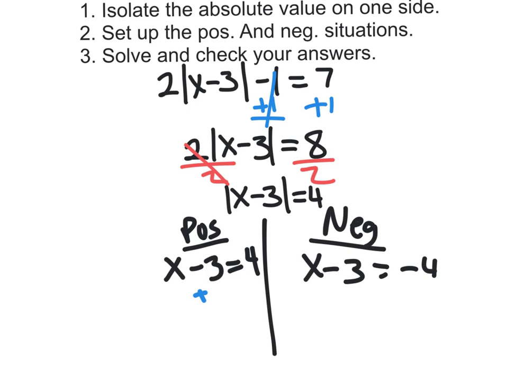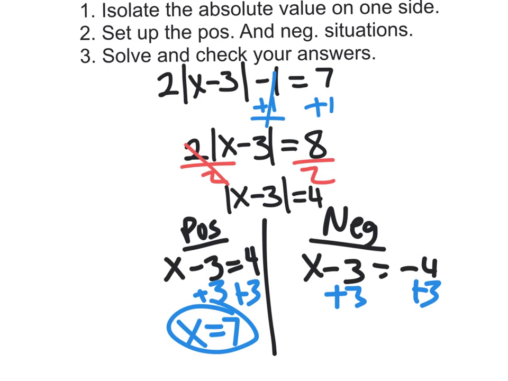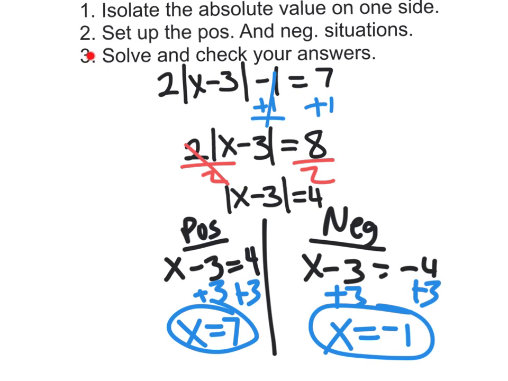On the left side I'm going to go plus 3, x equals 7, that's my answer. On the right side, plus 3, x equals negative 1. That's another answer. So both answers we've solved. That was step 3, actually, we just solved. We need to check. How do you check? Just simply plug in 7 back into here.